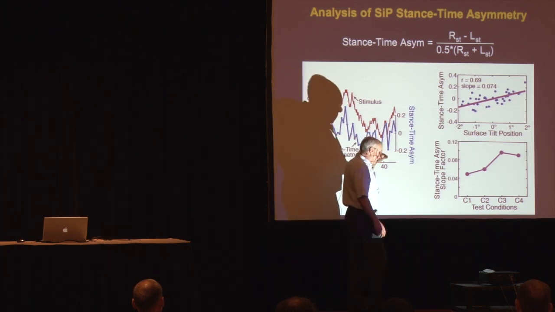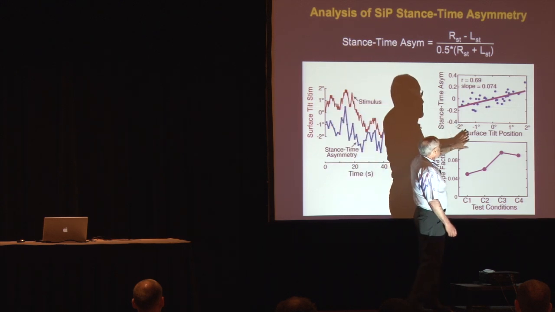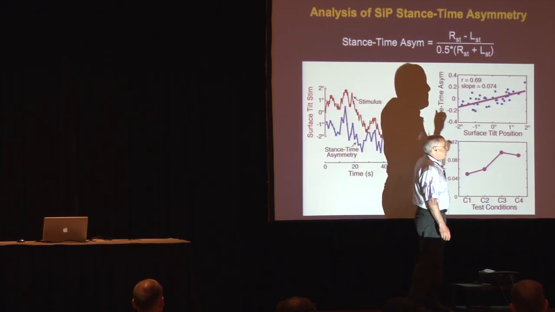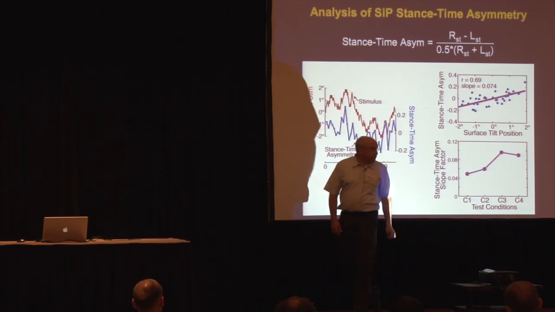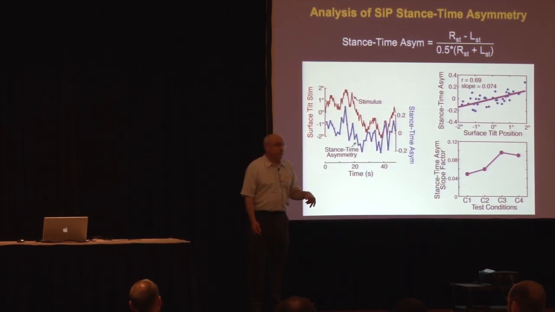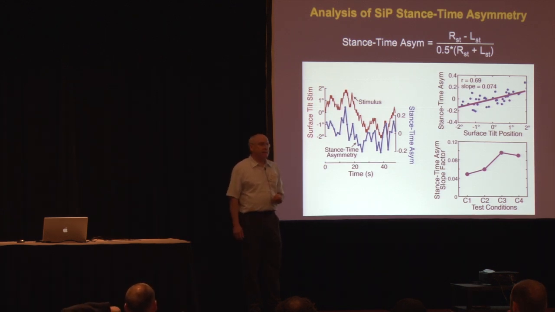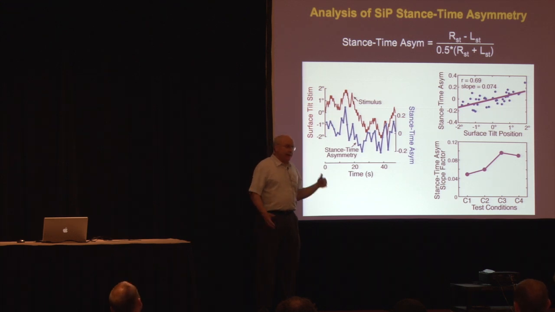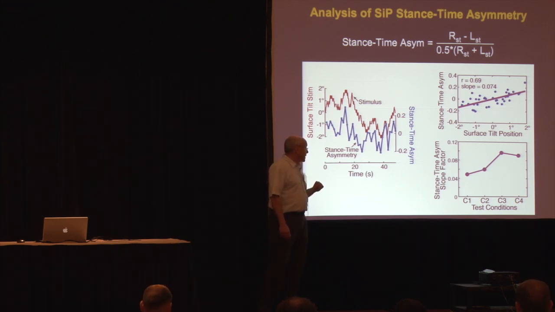And you can do a correlation of surface tilt position versus that asymmetry measure, and it's a fairly good linear correlation. And the slope of that, I would argue, is some type of gain control sensitivity. And so the steeper the slope, the more you're applying this step time asymmetry effect to maintain balance.